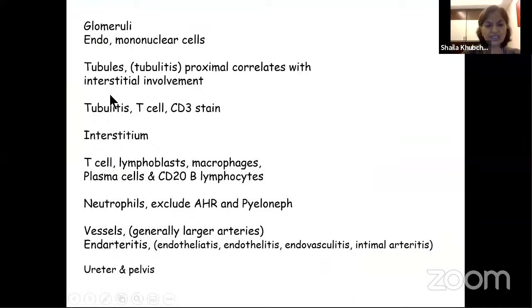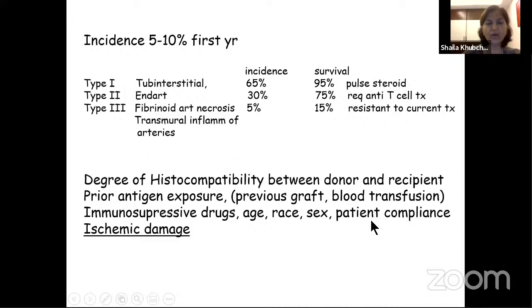So this is just a summary of what I've already mentioned to you, and I'm going to move on now to let you know that when it is type 1, it is limited to the tubulointerstitium, very easily looked after. When it comes to the endothelitis level, which is type 2, and that is what I told you, needs the presence of the vessels, the survival drops down. And when it goes to 3 with the fibrinoid necrosis, the response to treatment is also very guarded.